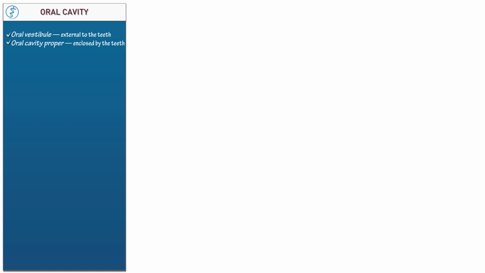Close your teeth and puff out your cheeks. The oral vestibule is the space between your cheeks and the teeth. The oral cavity proper is the space that your teeth enclose.